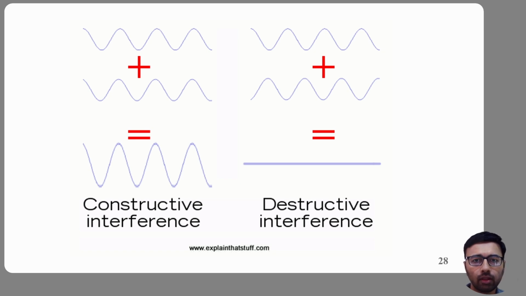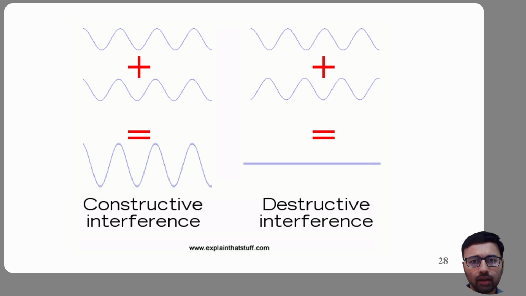Now suppose the peak of one wave aligns with the trough of another. In this case, the waves cancel each other, and the amplitude decreases or may even become zero. This is called destructive interference.